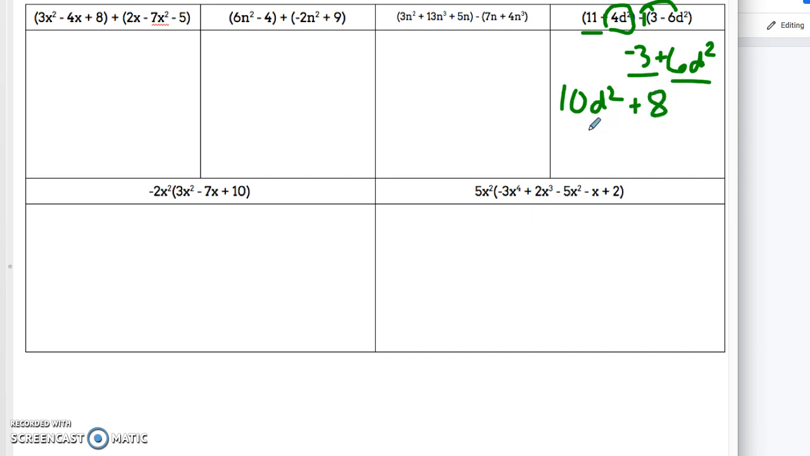As we talked about last week, the order that these need to go in is in descending order in terms of exponents. So the highest exponent always needs to come first, followed by the next lowest, followed by your single number, which needs to come last. So a number without a variable.